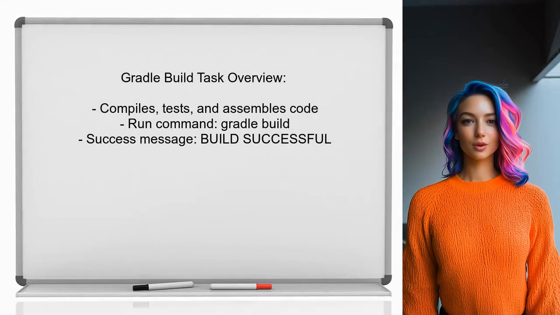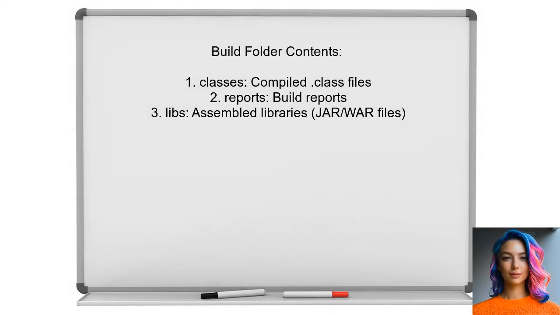In summary, this user explains that the Gradle build task compiles, tests, and assembles your code into a jar file. You can execute it simply by running gradle build. After a successful build, you'll see a message indicating build successful. To check the results of your build, look in the build folder. You'll find 3 important directories: classes for compiled .class files, reports for build reports, and libs for assembled project libraries like jar files.